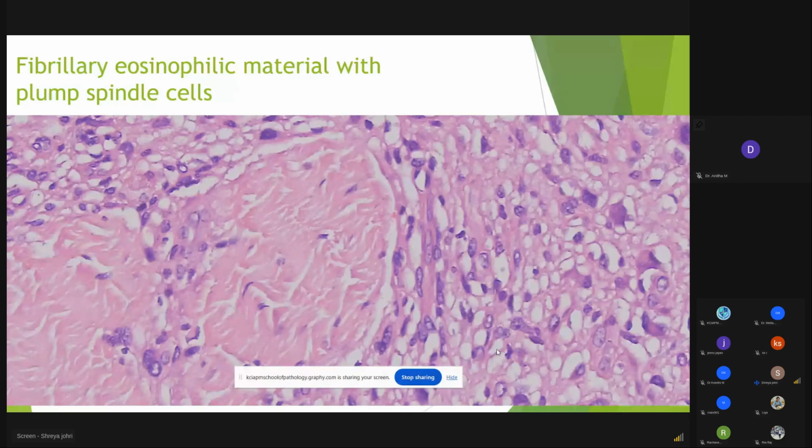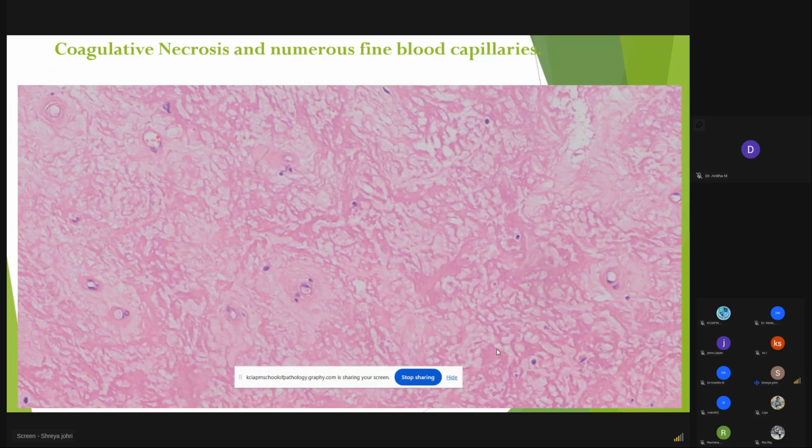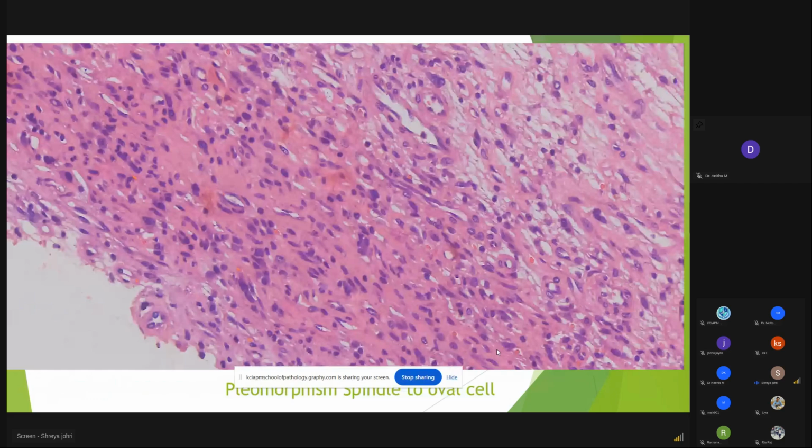Also seen is fibrillary eosinophilic material with plump spindle cells. These spindle cells are spindle to stellate in shape with delicate cytoplasm, bland chromatin, and small prominent nucleoli. Some atypical large cells are also seen. Coagulative necrosis we can see, along with numerous fine blood vessels. Atypical loose myxoid stroma is seen with collagen. Slight pleomorphism from spindle to oval cells is seen.